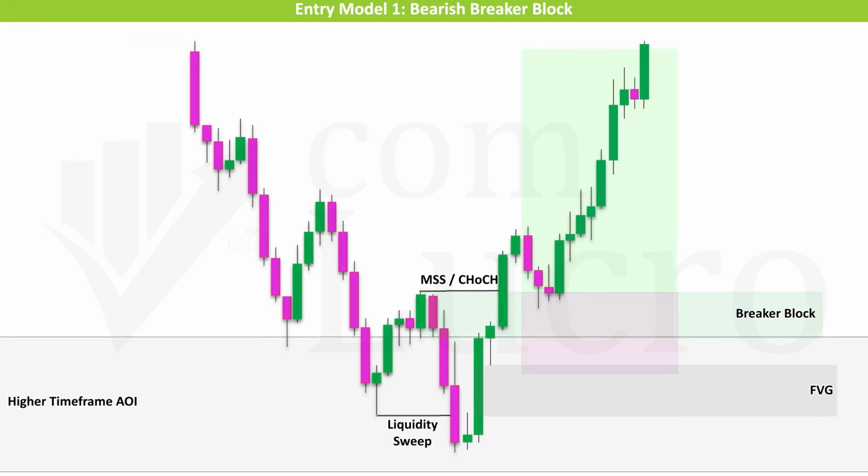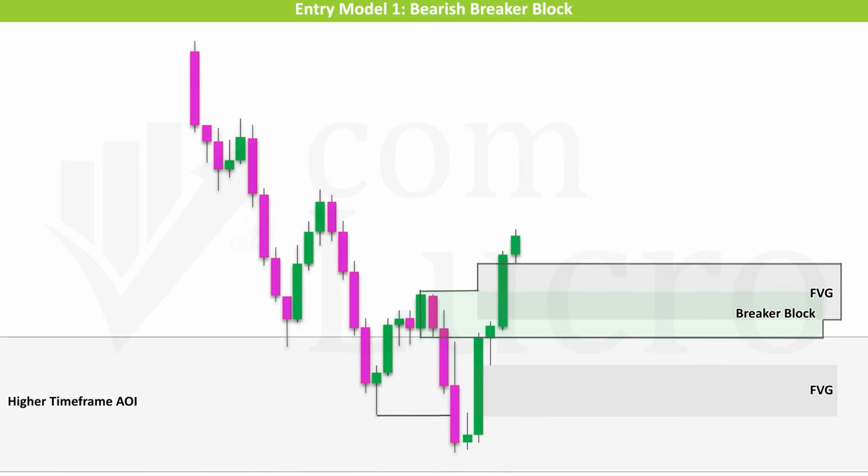That said, it is important to keep one thing in mind. When a breaker block overlaps with a fair value gap, that confluence significantly increases the probability of the setup. This overlap makes the breaker block zone much stronger and more reliable as an entry model.